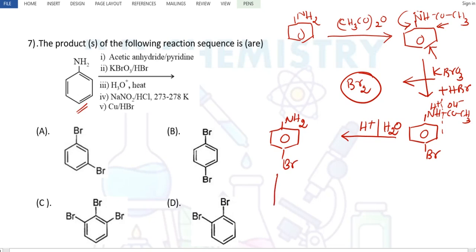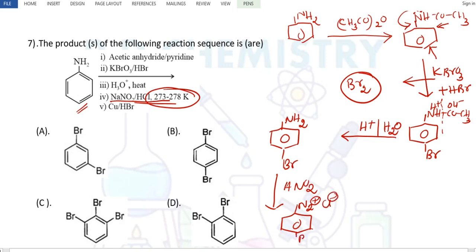After this, they are treating with sodium nitrite and HCl. Sodium nitrite and HCl produces what actually? Nitrous acid. Nitrous acid reaction is at 0 to 5 degrees centigrade. So it can produce diazonium salt. Benzene diazonium chloride with Br at the para position.